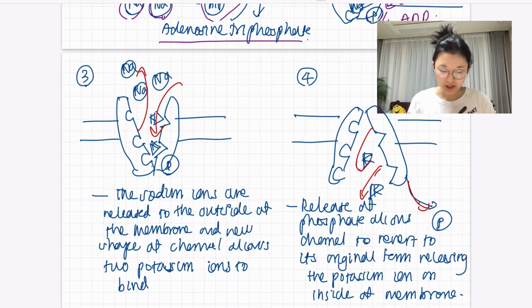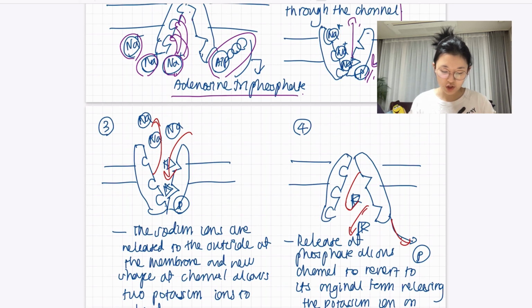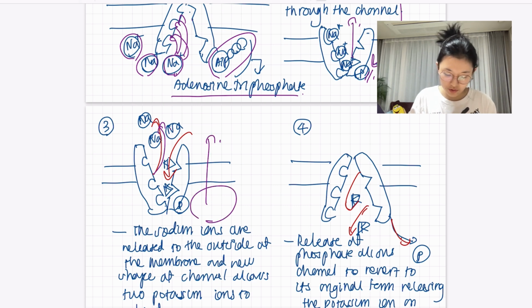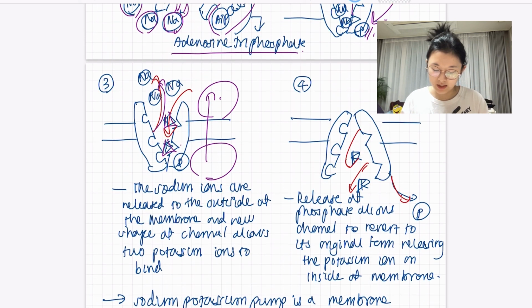In the third process, the sodium ions are released to the outside of the membrane, and the shape of the channel now allows 2 potassium ions to bind. So with this change in the shape of the pump, the sodium ions are transported from inside the cell to outside of the cell across the membrane, and instead 2 potassium ions bind to the sodium-potassium pump.